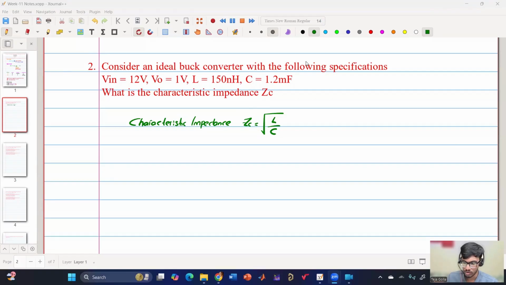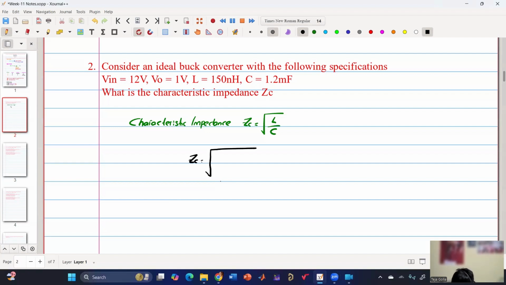Okay, let me calculate. ZC is the square root of L over C, where L is 150 nanohenry. 150 into 10 to the power minus 9 by 1.2 milli, which is 12 into 10 to the power minus 4. Now I can cancel this 4 times and 350 times, so it will become 12.5, right?